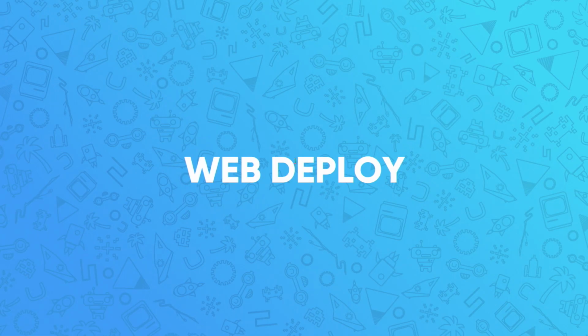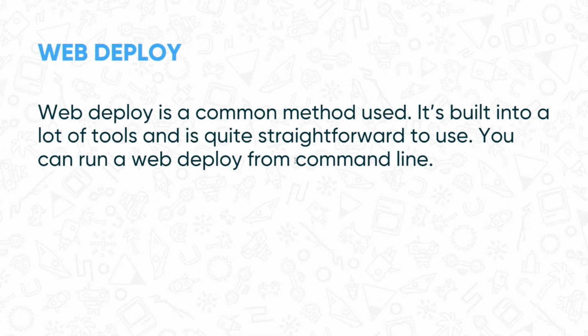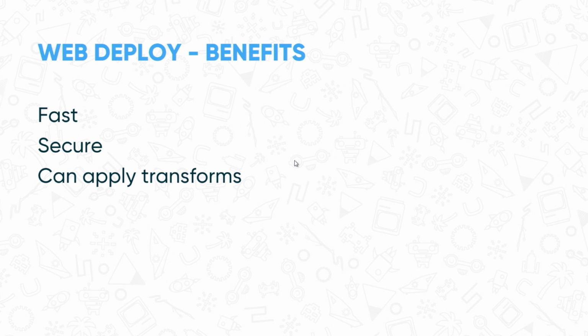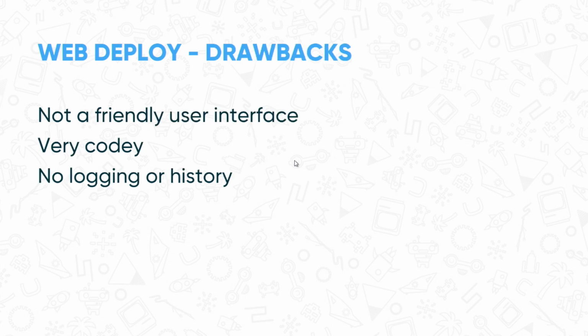Web deploy is one method used by many people to deploy. It's built into a lot of tools like Visual Studio Publish uses it, and it's straightforward. You can run web deploys from command line if you write the code enough. It's fast, it's secure, and you can even apply config transforms using it. However, it's not very user-friendly, it's very codey to use, and you have no logging or history of any of the deploys you use. You literally just do your deploy, and then hope everything goes okay, and then you have no record of it afterwards.